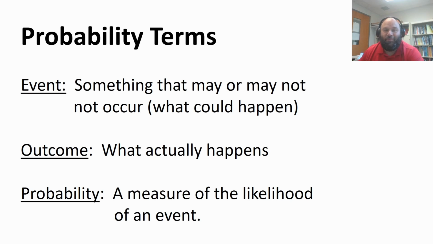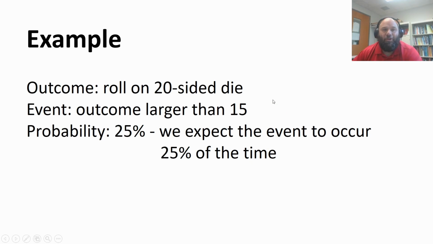So let's take a look at a couple of examples. The outcome could be the roll on a 20-sided die, right? 20 possible outcomes. The event is that we roll something larger than a 15, so a 16, 17, 18, 19, or 20. So it's a collection of 5 out of the 20 outcomes. The probability is 25%, meaning if we rolled multiple times, we expect the event to occur, a roll larger than 15, 25% of the time.